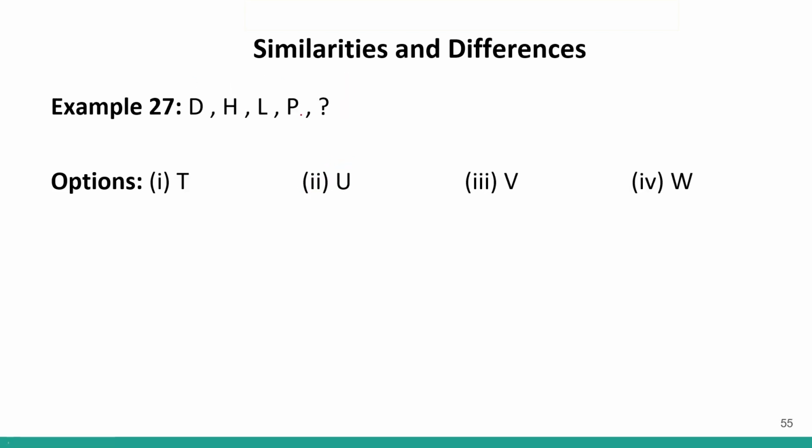Then D, H, L, P, and then we have to find the missing element. So D is ranked at 4. Similarly, H is ranked at 8. L is ranked at 12. And P is ranked at 16. So here I can see there's an addition of 4 ranks. Here also addition of 4 ranks. Here also addition of 4 ranks. So similarly, we have to go forward 4 ranks. And from 16, if we go forward 4 ranks, we'll get the 20th rank. So at 20th rank, we have T. So answer will be option number 1, T. This is our correct answer.